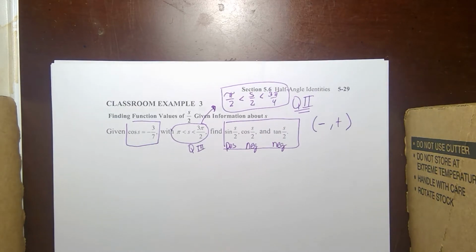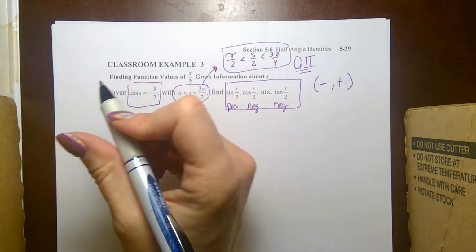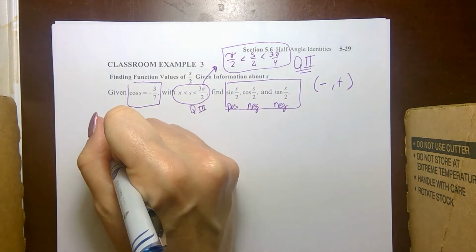That's important information to come up with before I get started. As I work through my identities, I want to make sure that when I have a choice, I use the givens. I might not necessarily always have a choice. But I have identities that use just cosine s, so we're good. We're set. Let's do sine of s half.